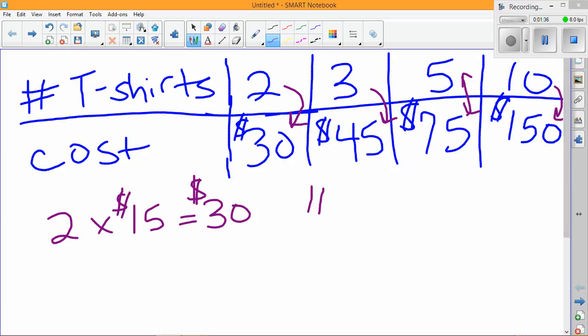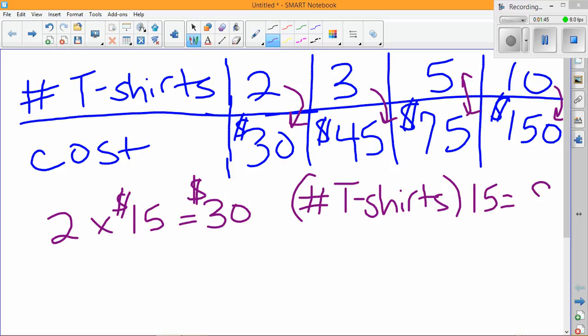So the number of t-shirts times 15 gives us the cost. So this constant, 15, holds true each and every time.